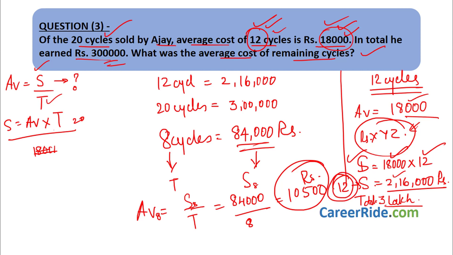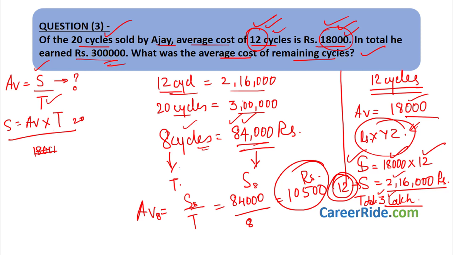But we know that when Ajay sells 20 cycles, he earns 3 lakh rupees. So for 12 cycles Ajay earns 216,000, for 20 cycles Ajay earns 3 lakh rupees. So for the remaining 8 cycles which are there to make 20, how much did Ajay earn? 3 lakh minus 2 lakh 16,000, that is nothing but 84,000, right? So 84,000 were earned by Ajay for these 8 cycles.